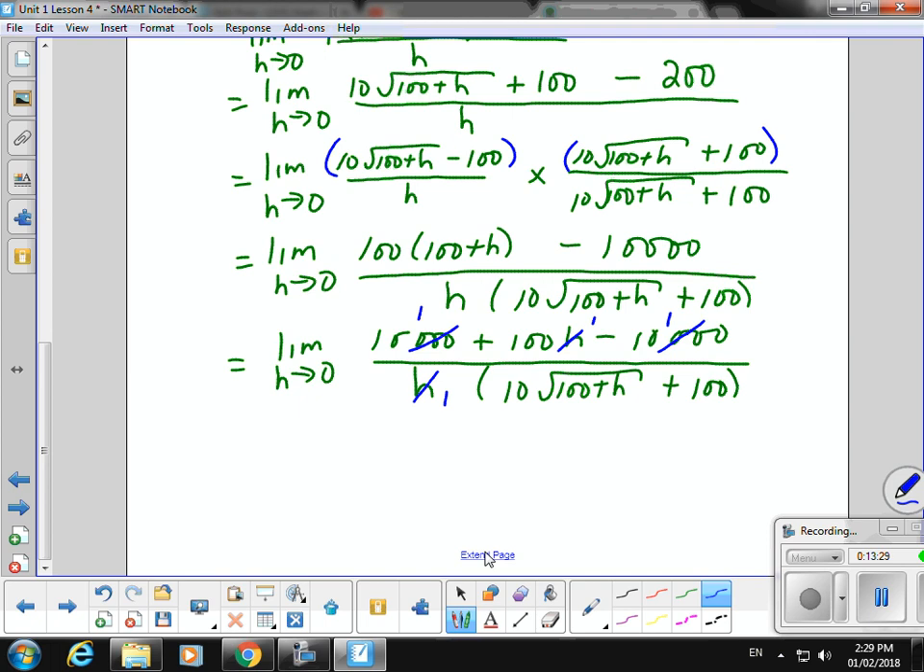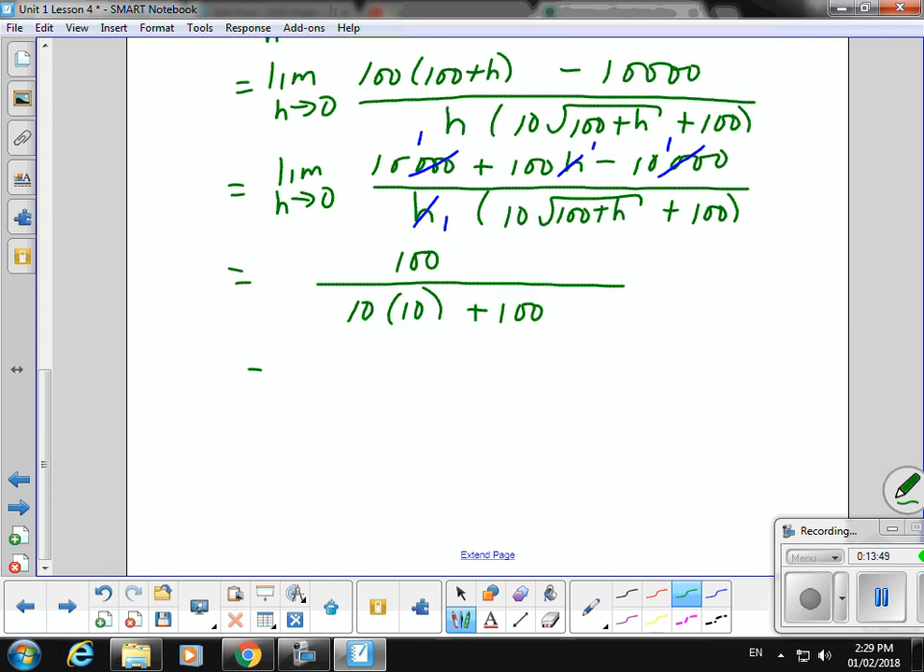I can now do the limit as h approaches 0 by putting a 0 in wherever I see an h. I have 100 on the top. So my 0 out of 0 problem is gone. If I put a 0 under that root sign, I have the root of 100, which is 10. Excellent. Almost done. 100 over 200, which is 1/2.